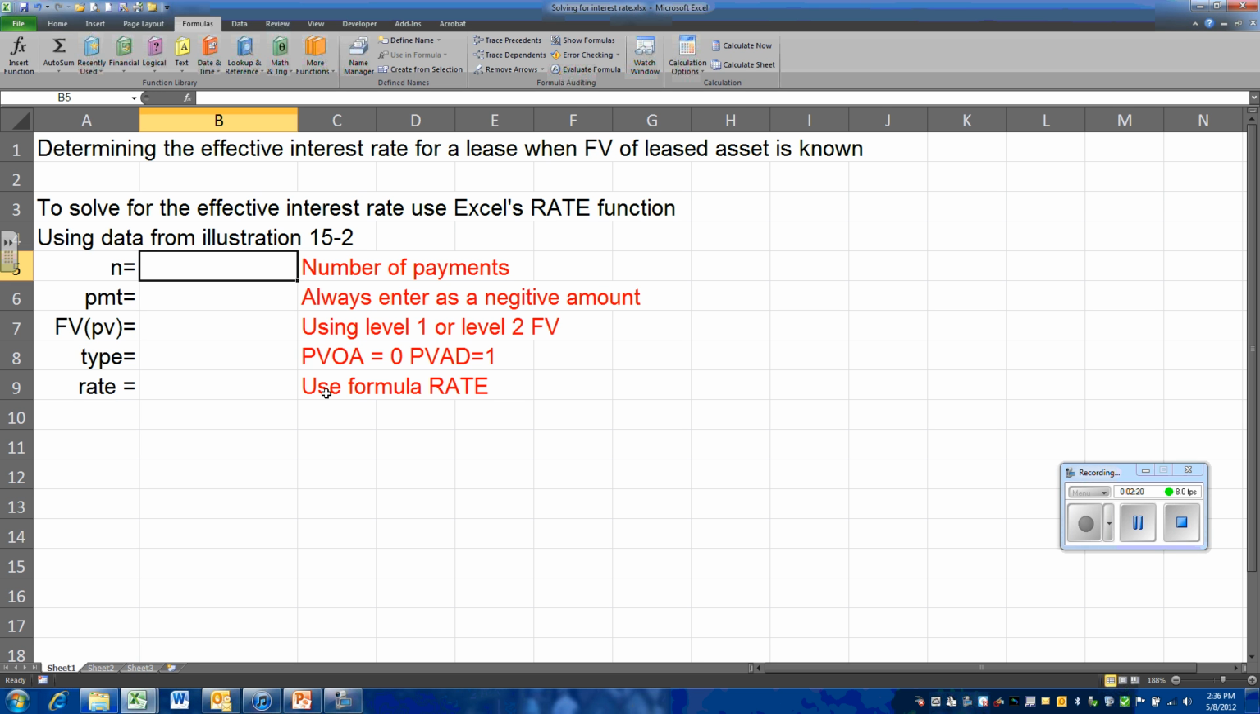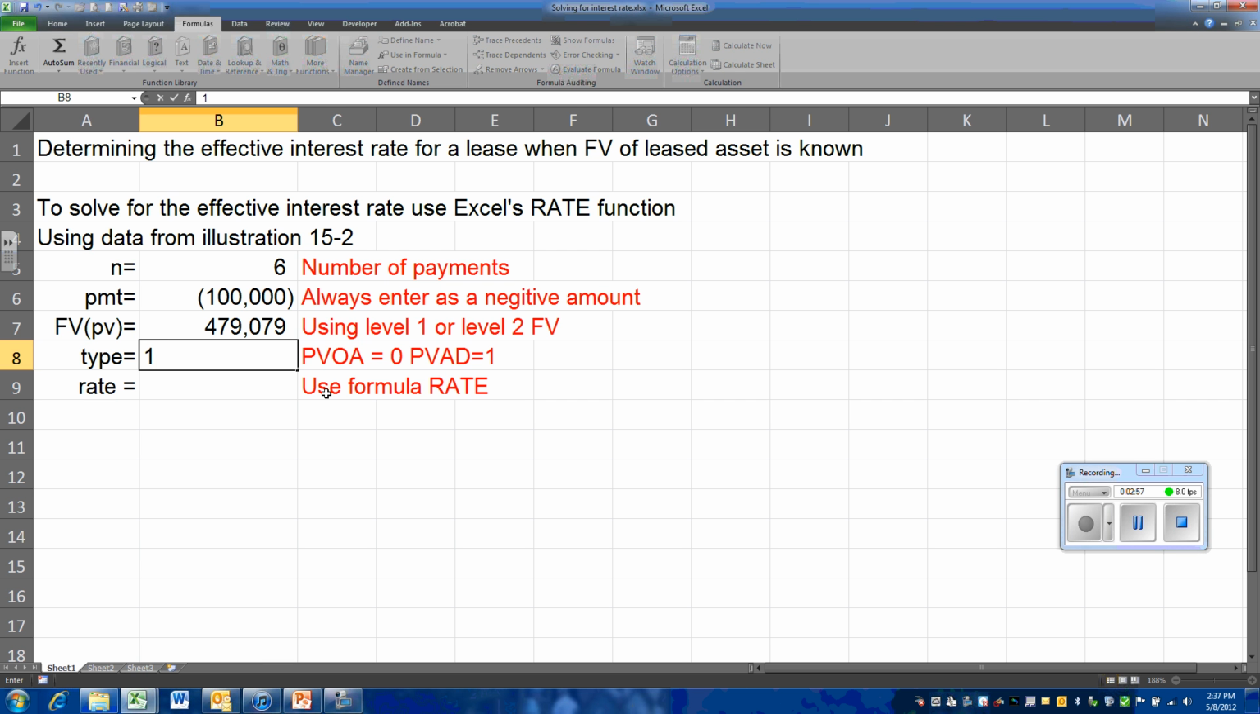The problem tells us that we're going to have 6 lease payments, and each lease payment is going to be $100,000, so we're going to put that in as a negative $100,000. The fair value of the leased equipment is given at $479,079. The payments will be made at the inception of the lease on day 1 of the lease. So we have an annuity due.